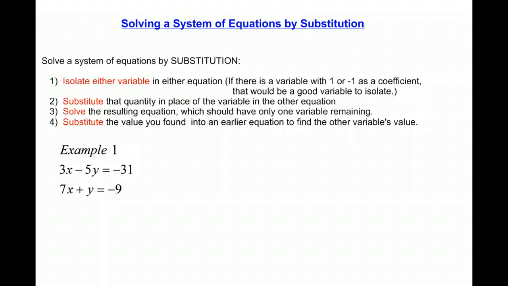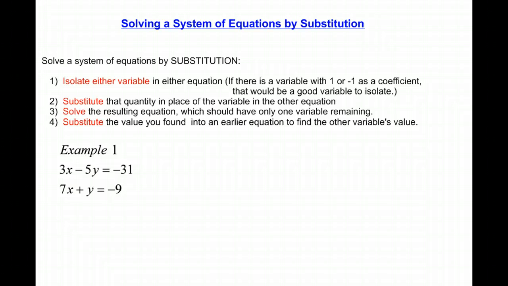When we solve a system of equations, what we really mean is we'll have two equations to work against each other, and our aim is to find the value of x and y that work in both equations. You can see the list of steps. Isolate either variable. It doesn't matter which equation you focus on. Once you have that value, substitute it into the other equation, solve the resulting equation, and then substitute the value that you find into an earlier equation to find the other variable's value.